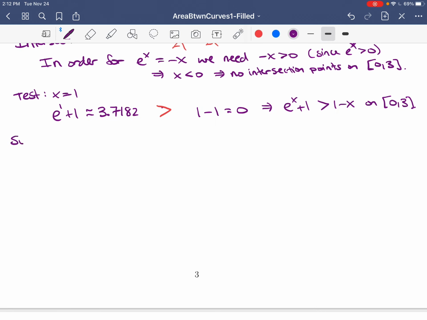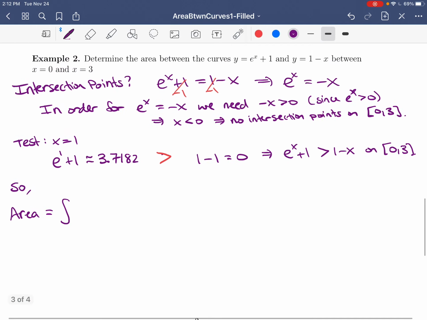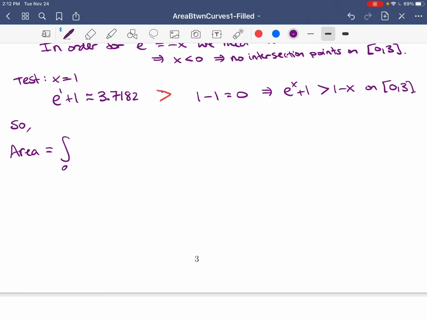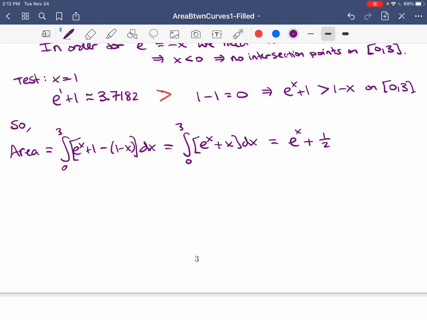So our area is going to be the definite integral from 0 to 3 of e to the x plus 1 minus 1 minus x. And then if I simplify this, the 1's are going to cancel out, and I get e to the x plus x. Now the antiderivative of e to the x is e to the x, and of x is 1/2 x squared. And I want to evaluate from 0 to 3.